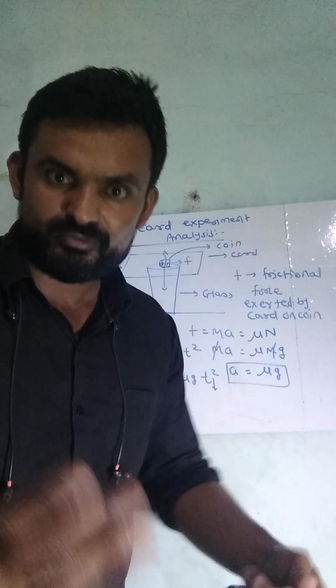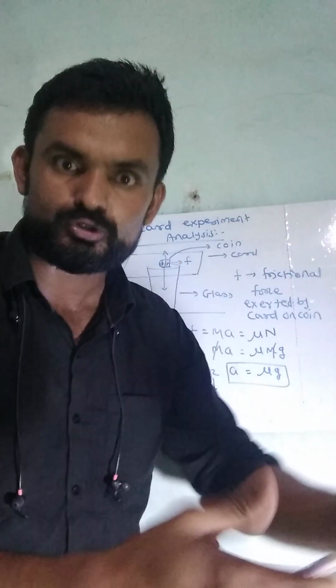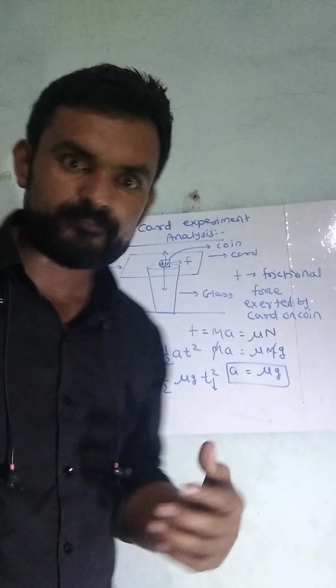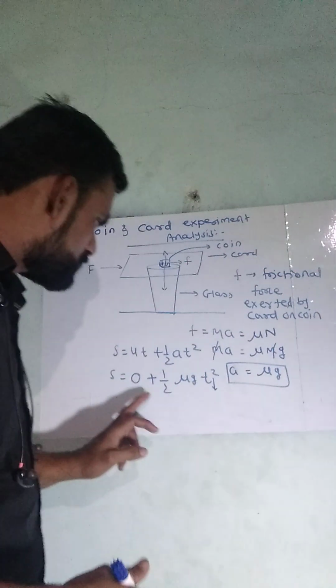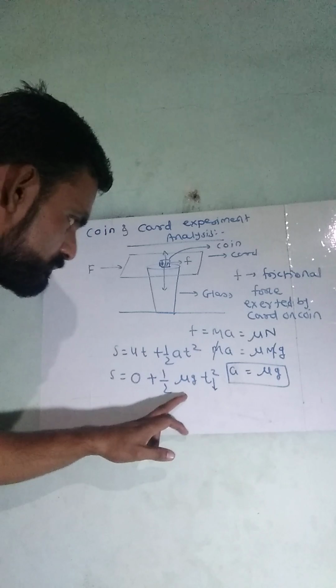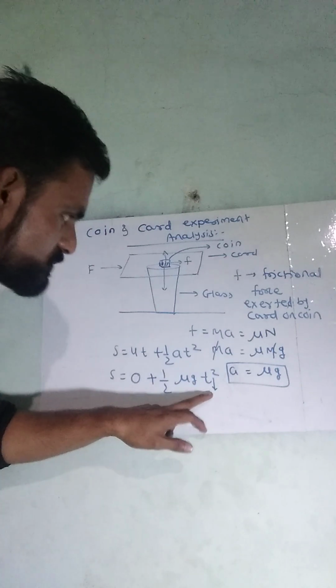It does not matter whether we understood or whether we are able to solve the problems or not. We have to do revision again and again and again. We have to update our notes, right? So S is equal to ut plus half at square, and u is 0. The value of a we have put here, mu into g into t square.